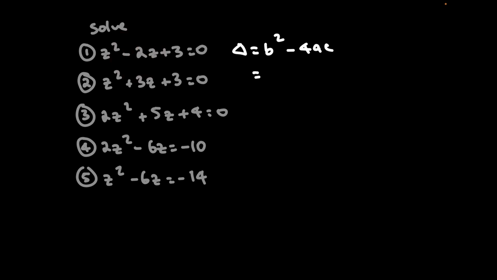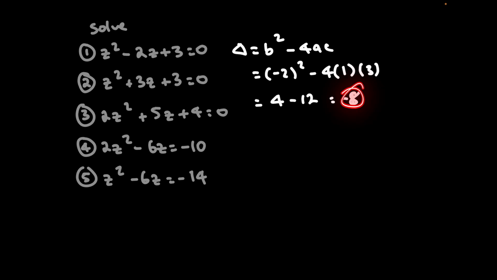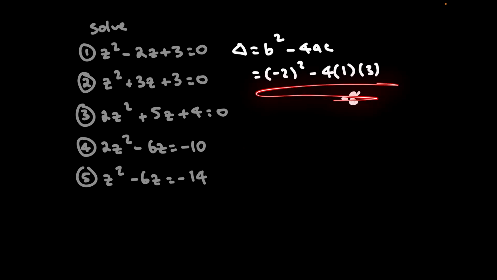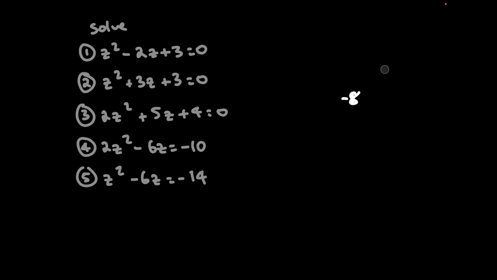The value of b is the coefficient of z, so negative 2 squared, minus 4 times the coefficient of z squared, times the constant. This is the same as 4 take 12, which is really just negative 8. So if our discriminant is less than 0, that means there are no real solutions, which means I was correct. So what we can do to solve this equation is complete the square. So let us complete the square.